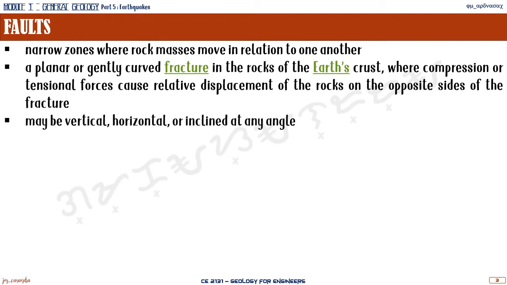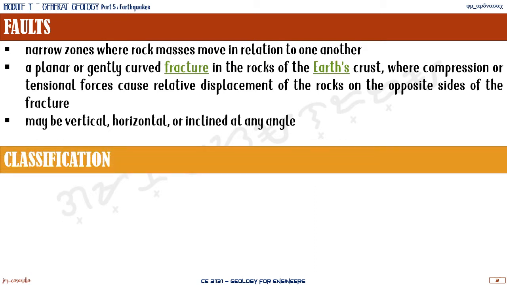So the faults may either be vertical, horizontal, or inclined at any angle. So we have different classifications of faults, and the classifications will be dependent on the angle of the fault with respect to the surface and the direction of the slip along our fault.